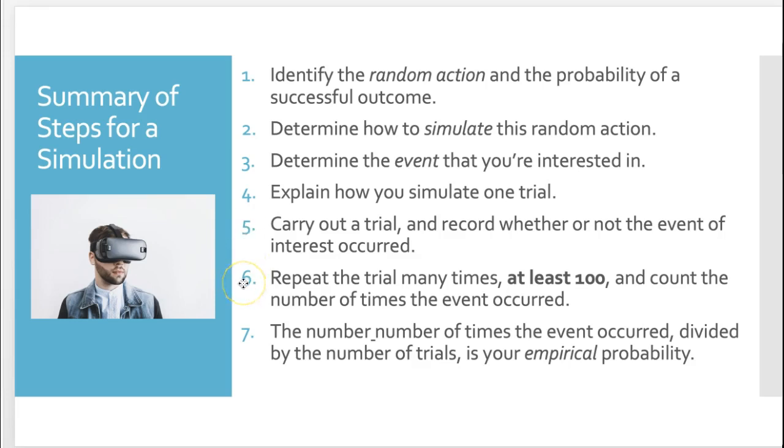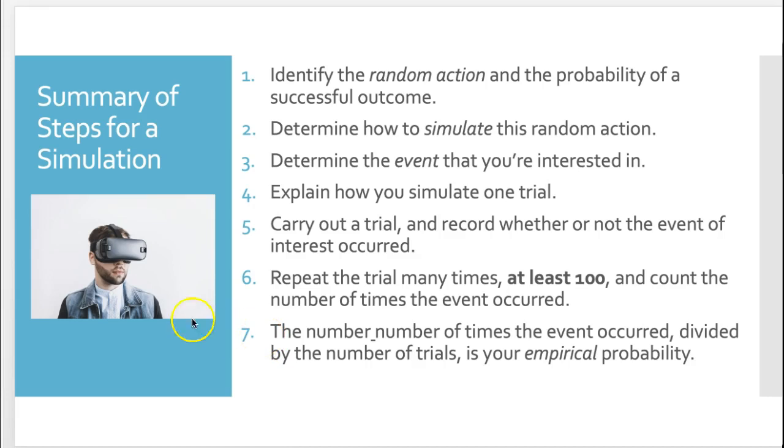But here it's saying 6, repeat the trial many times, at least 100. Actually, it should be at least 1,000 given the computer. And it says 7, count the number of times the event occurred. So what did we do with our dot plot? Remember, we had a dot plot that looked really nice. We just counted the number of dots where we observed 8, and then we put that over the total number of dots that we had, the number of times that we simulated the experiment. And the number of times the event occurred divided by the number of trials is your, voila, empirical probability.